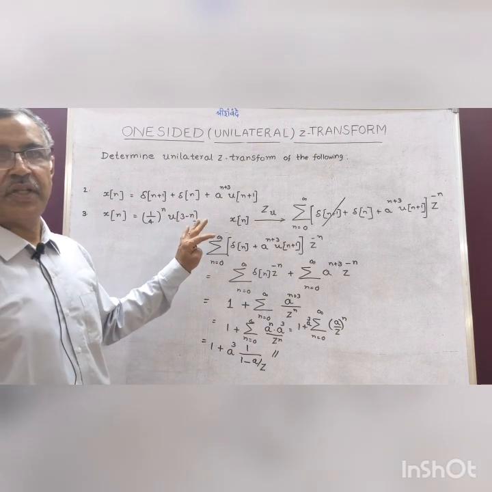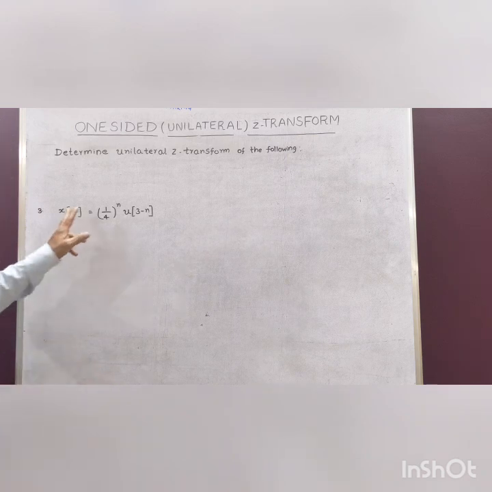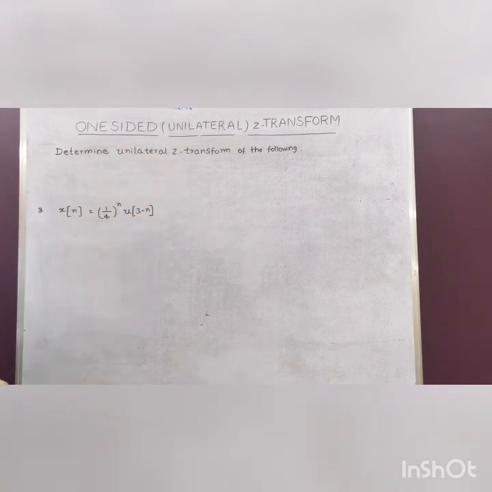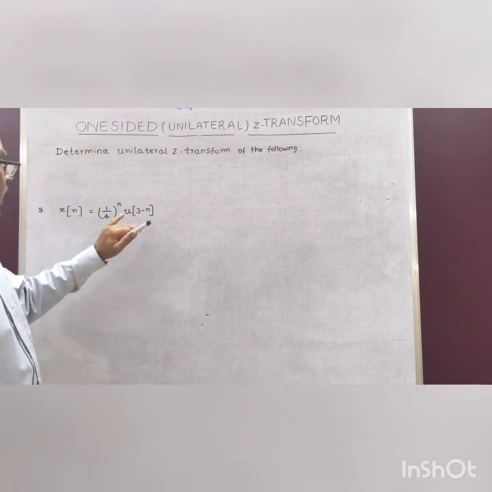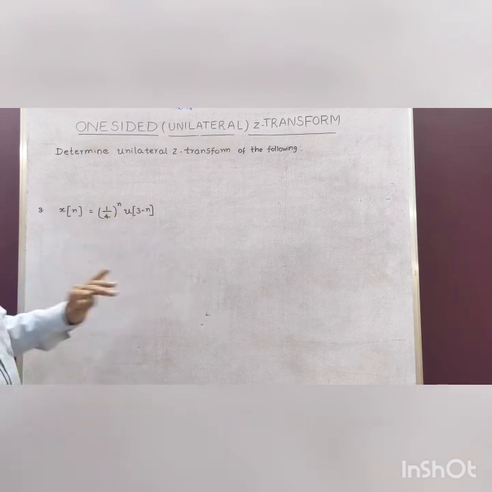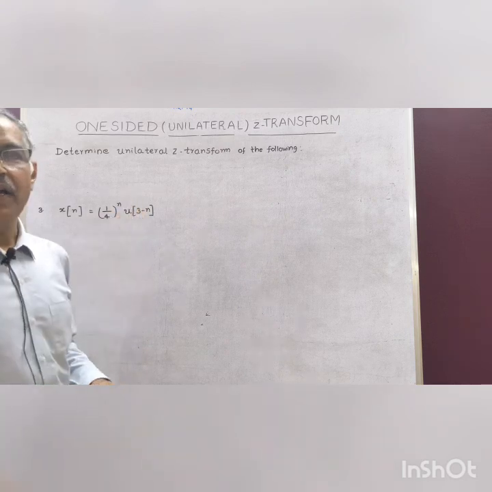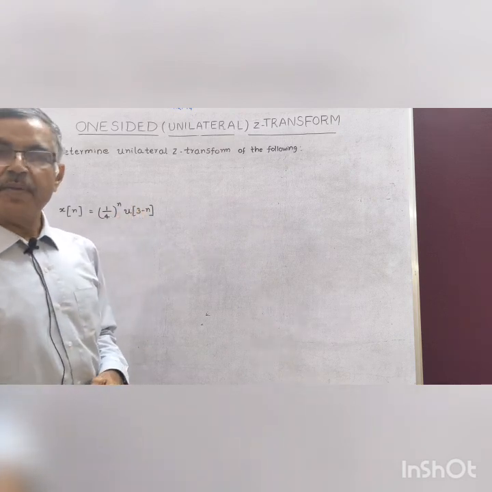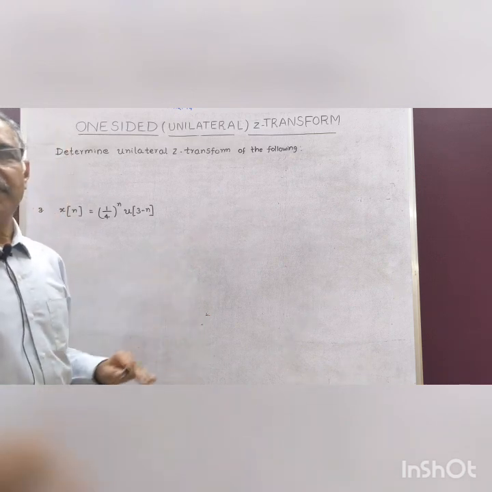Now I will solve the third problem. Good morning, students. I will continue with the third problem. x of n equal to 1 by 4 to the power of n, u of 3 minus n. So first let us write u of 3 minus n. Whatever we write within the parenthesis bracket, that is called the argument.